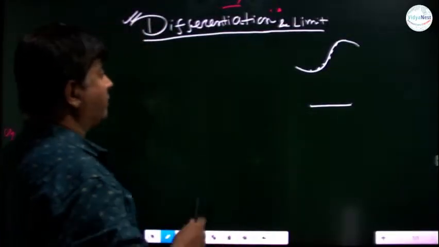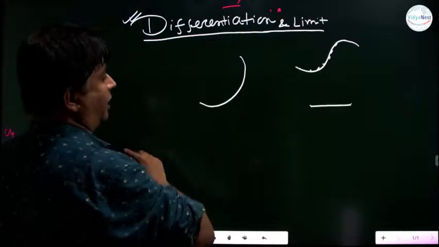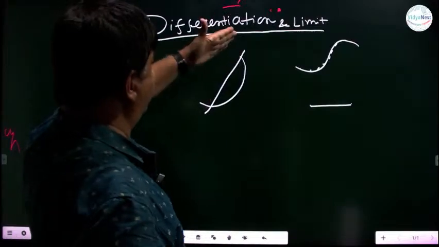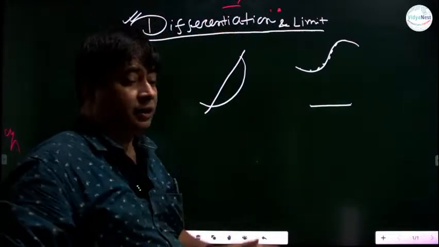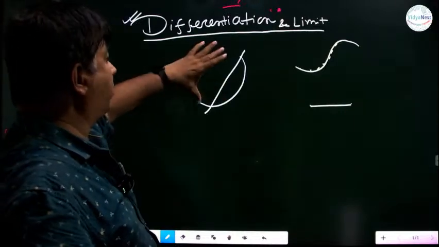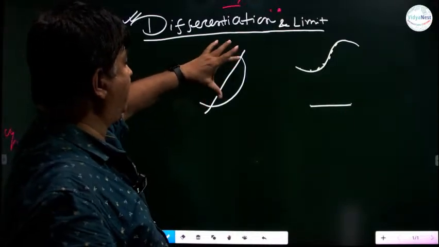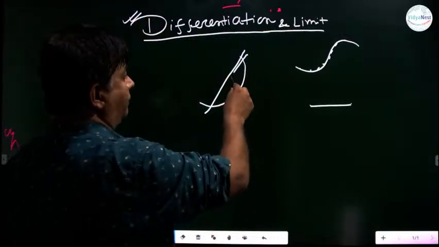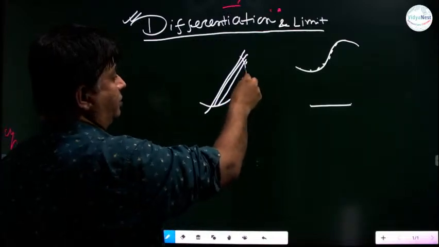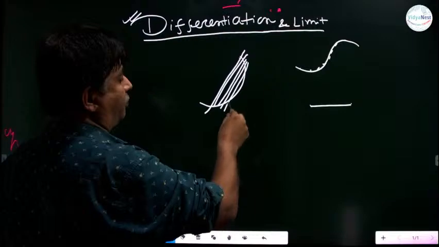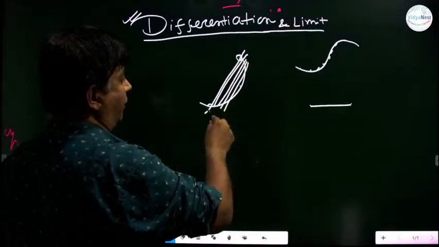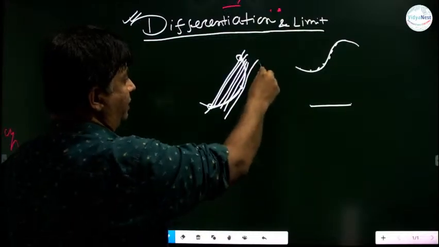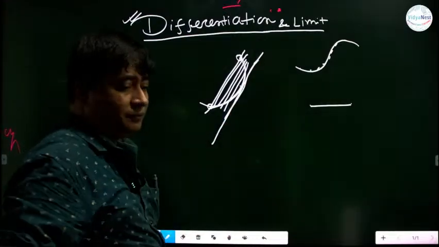What is that? See, suppose there is a curve. If you join the two corners, you will get a chord. Now, what is a chord? A chord is a line which can join any 2 points on the curve. So if the length of the chord is reduced, that means the 2 points are approaching each other. Once these 2 points fall on each other, then the chord will become a tangent.